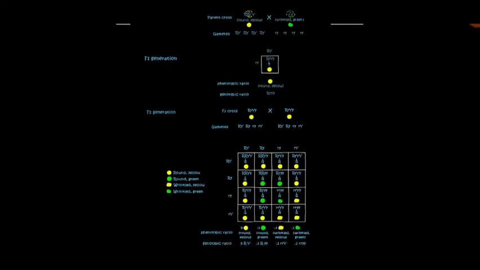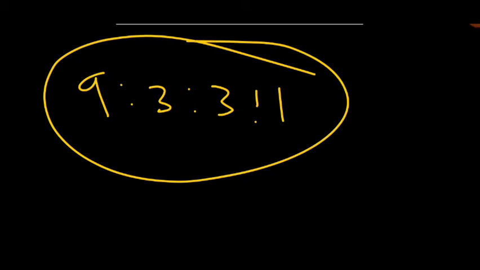In this video, I'm going to talk about the Dihybrid Cross and the Punnett square. I'm going to show you how to use the Punnett square to prove the 9:3:3:1 ratio. So this is the ratio for the Dihybrid Cross.